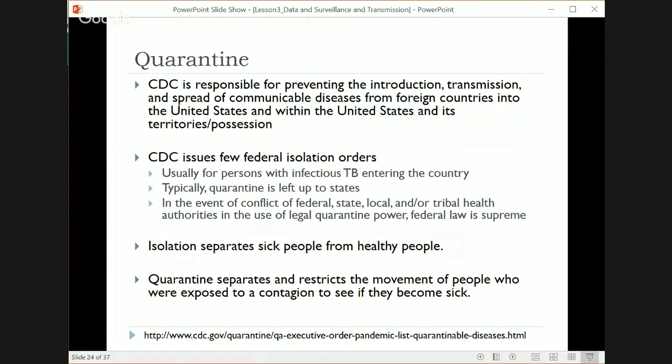If you hear the word quarantine, it means separating and restricting the movement of people who were exposed to a contagion to see if they become sick. So you're quarantined before you become sick. You're isolated if you're actually contagious.